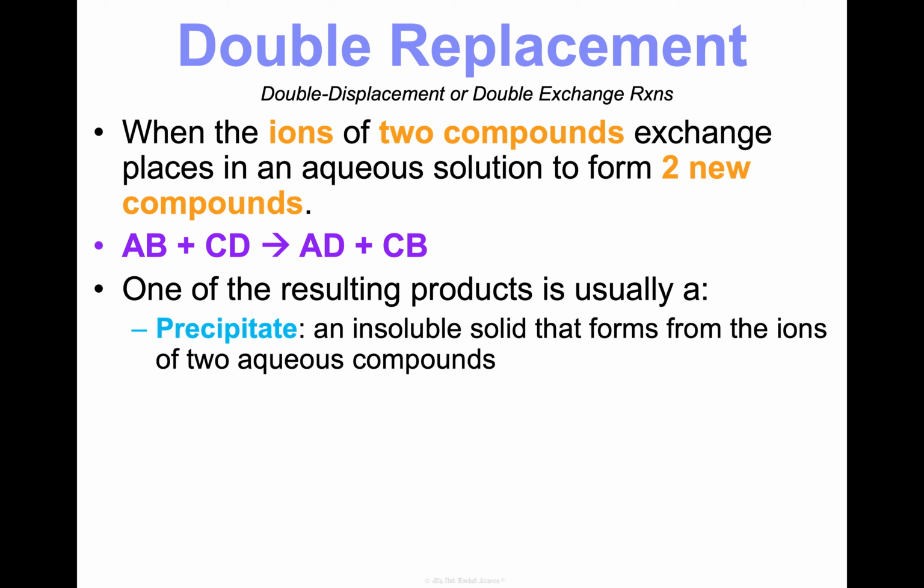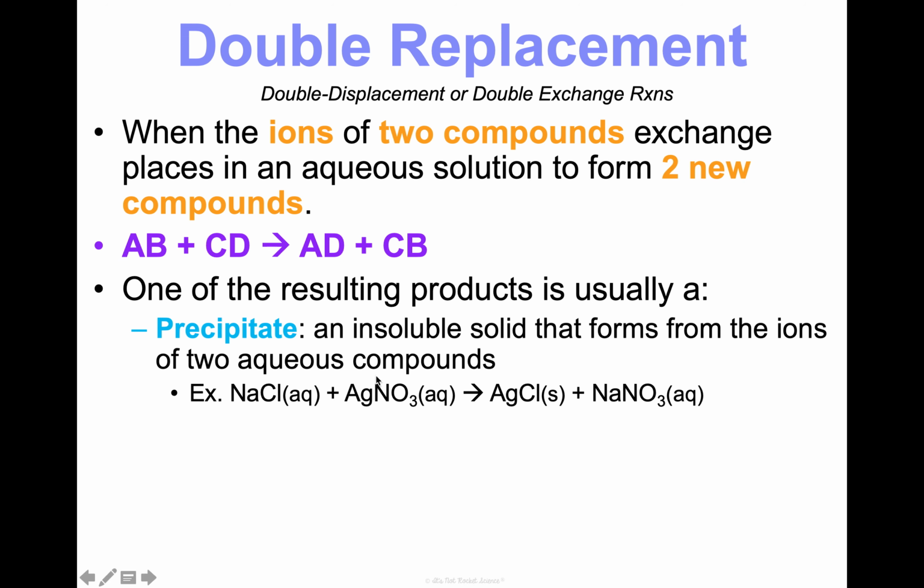So when two aqueous compounds react and they make a solid compound, that's a precipitate. When you see this happen, you can specifically refer to this as a precipitation reaction, not just a double replacement reaction. It's a type of double replacement reaction, but it's specifically a precipitation reaction. An example here is aqueous sodium chloride and aqueous silver nitrate. They're both dissolved in water, react, and we get solid silver chloride. That would be our precipitate, and aqueous sodium nitrate.